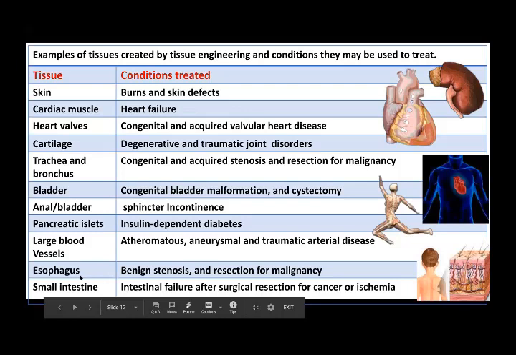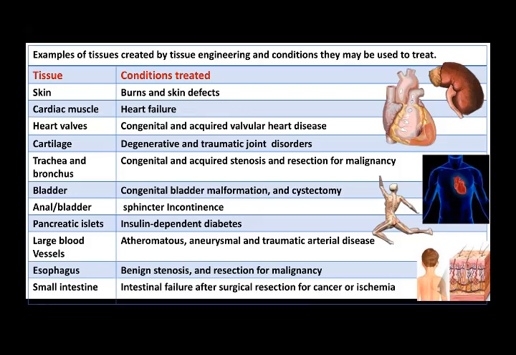Small intestinal failure, surgical resection for cancer, or ischemia. See, these are the different tissues, examples of tissues that are being created by tissue engineering, and they're benefiting certain conditions. Okay, moving on.